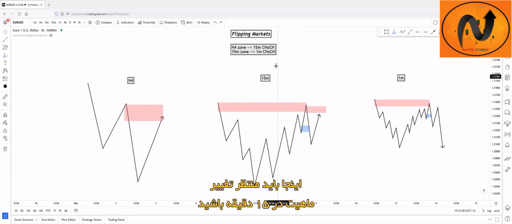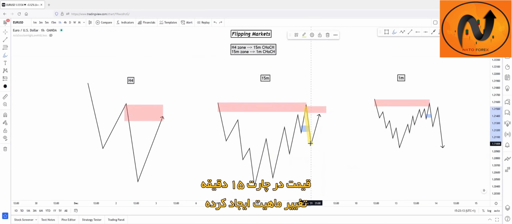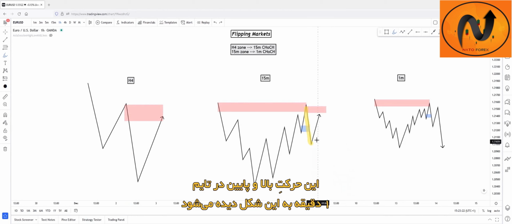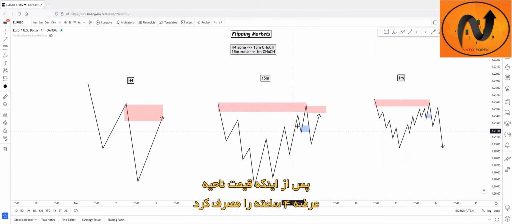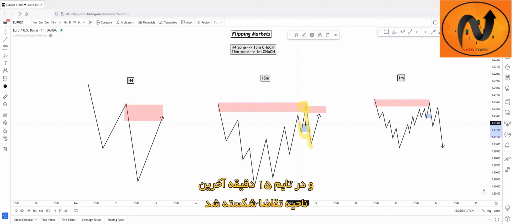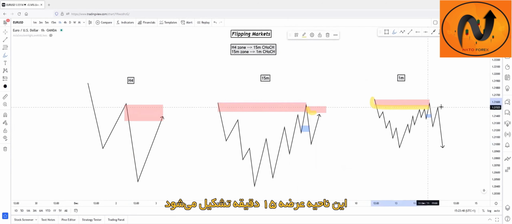You will have to wait for a 15-minute change of character here. So this is the 15-minute chart. Price changed character on the 15-minute and broke through the last demand zone, which means a supply zone will be formed, and it was formed here. Okay, so this downside and upside movement will look like this on the 1-minute chart. So after price mitigated the higher time frame 4-hour supply zone and broke structure or changed character to the downside and broke the demand zone, it created a 15-minute supply zone, which is this one and this one.